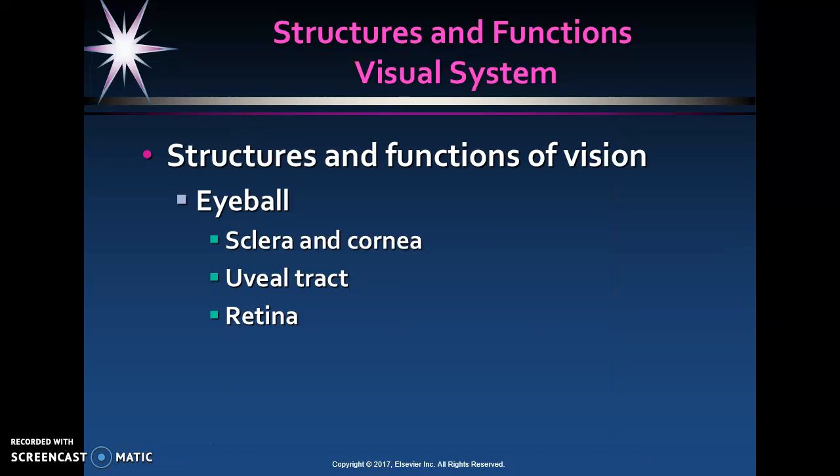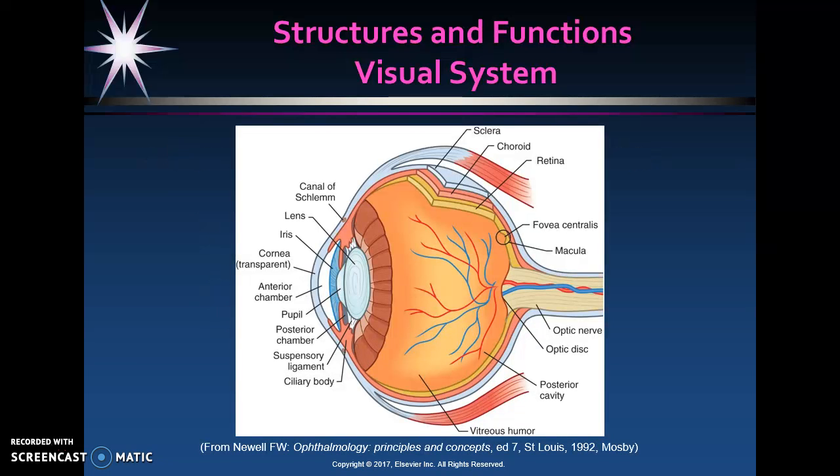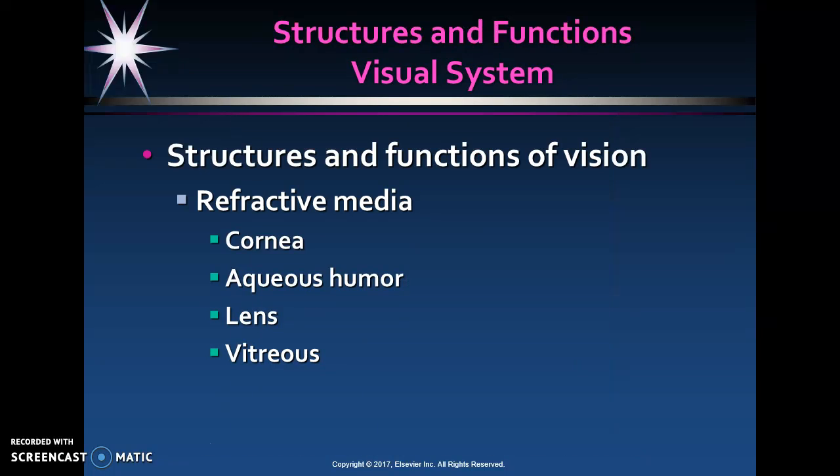Okay, so some structures and function of vision. The eyeball, we've got 3 layers: sclera, cornea, uveal tract, and retina. Here's a diagram of the various parts of the eye. You may remember this from anatomy. Structures and functions of vision.